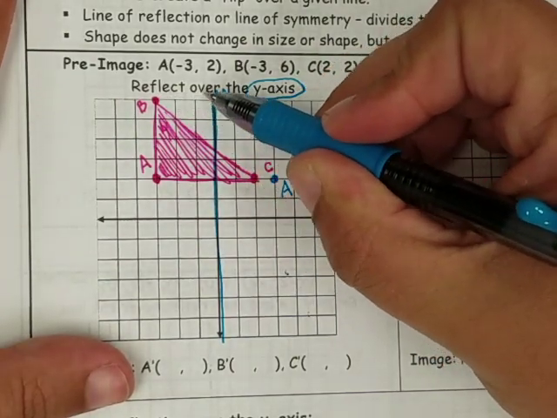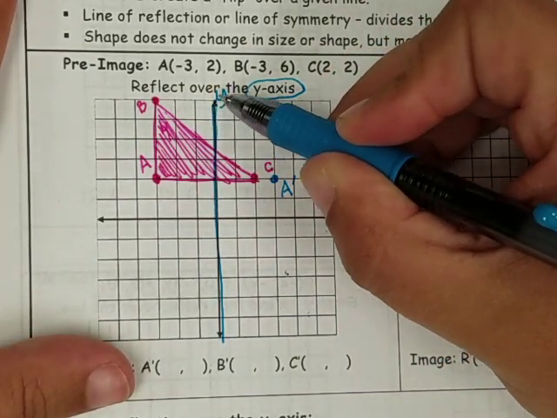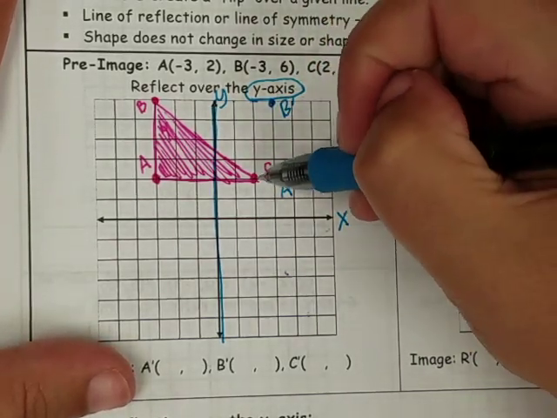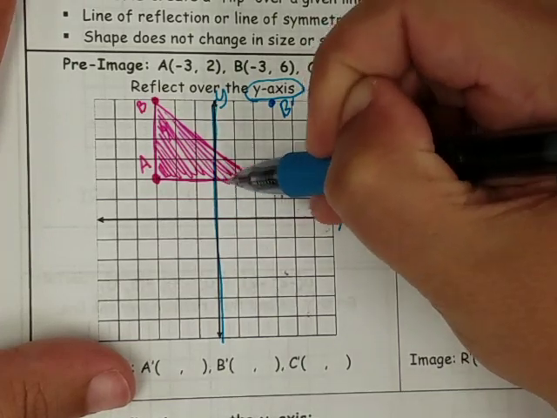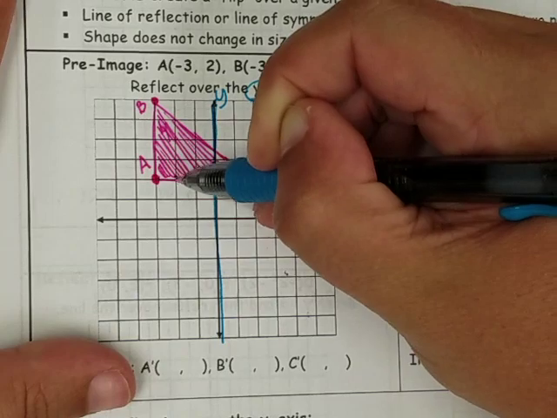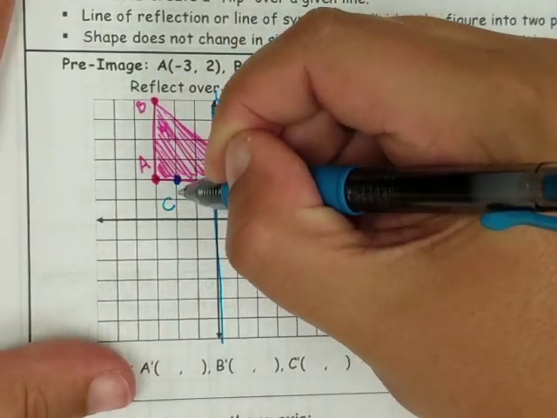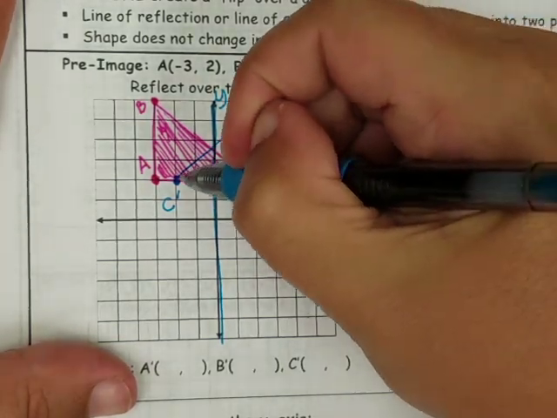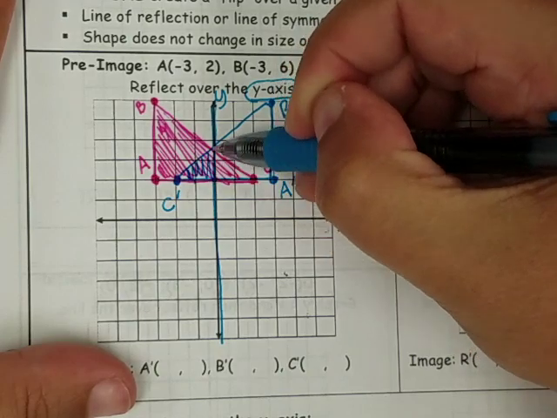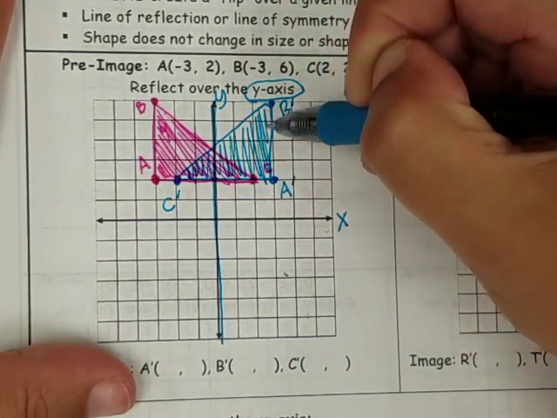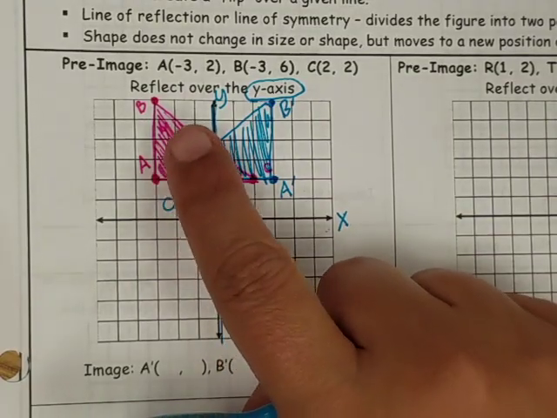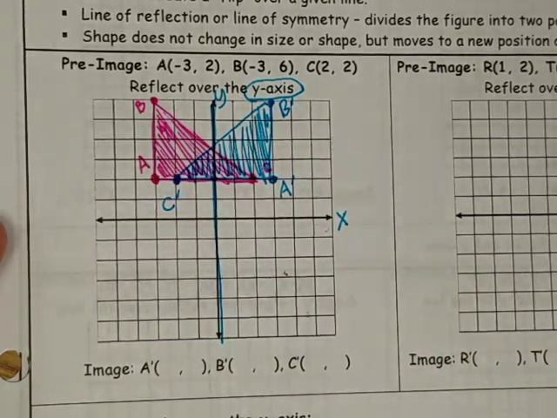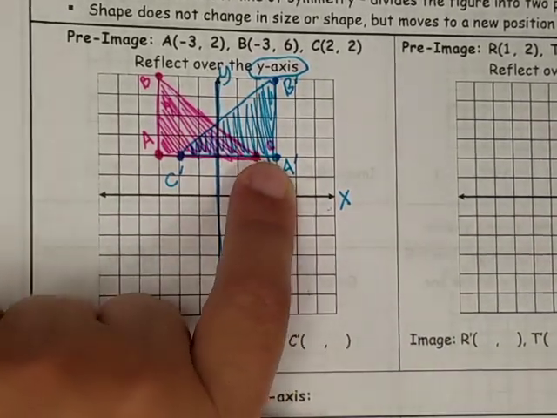B is 1, 2, 3. So then from my line of reflection, 1, 2, 3. And then my C is 1, 2 on this side. So then I have to go 2 back on this side. And there's my C prime. Then I can connect my 3 points to create my triangle. And it is okay if they overlap. That will sometimes happen. So as you can see, my pink triangle flipped over, and now it's where my blue triangle is.